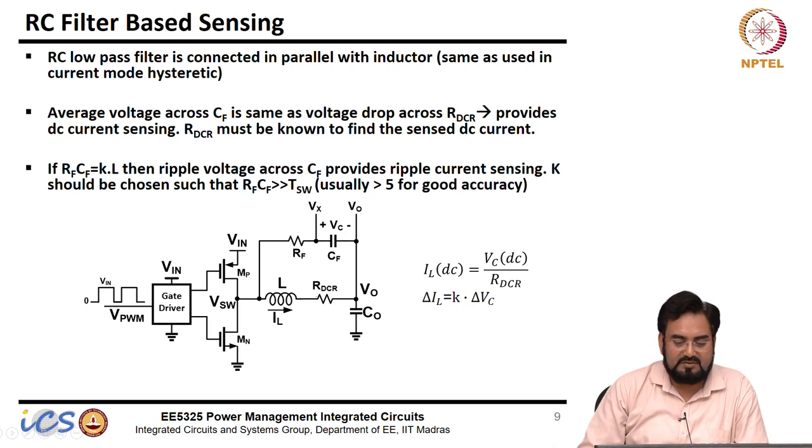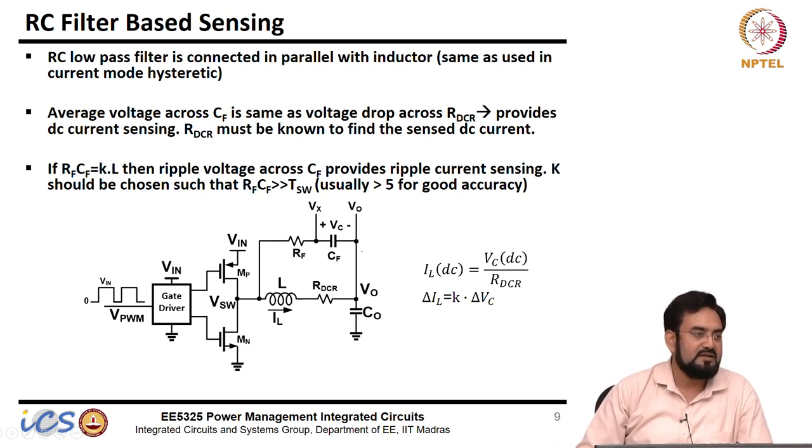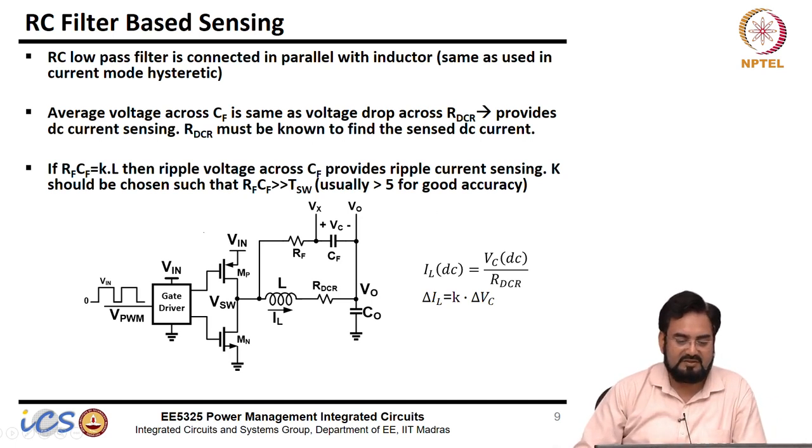So, this can give you, the only problem here is this RDCR does not remain fixed, it can change with temperature. Okay. So, that is the only drawback, otherwise it is a very good technique to use for current sensing without any loss here, because you do not require any series resistor here. So, you can get both ripple as well as DC information here.